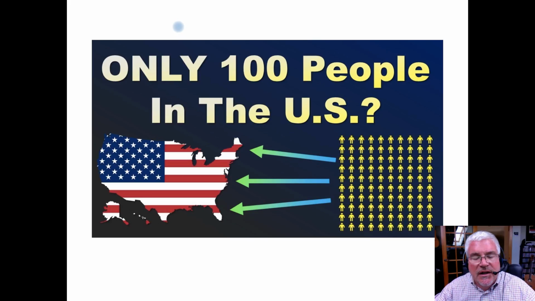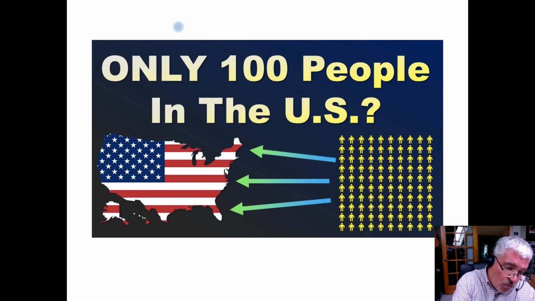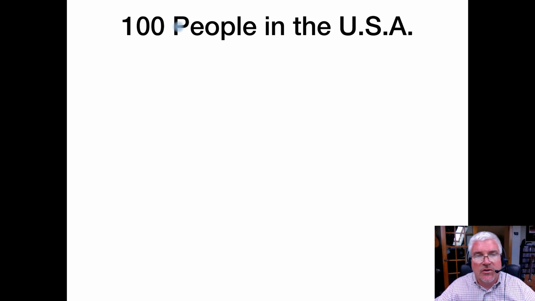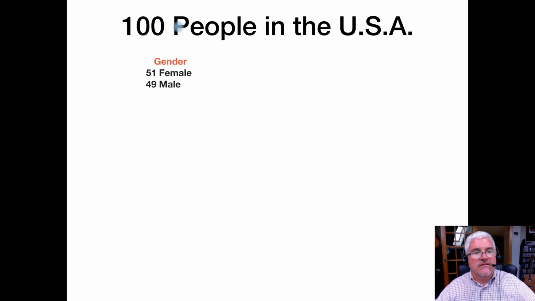There we go. If we said there were only 100 people living in the United States, what would that look like? 100 people, not the hundreds of millions. Let's just take those hundreds of millions, boil it down to 100, and draw some conclusions. There are 100 people in the United States. 51 of them are female, and 49 are male.